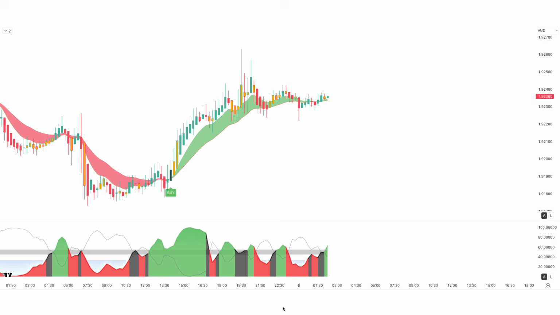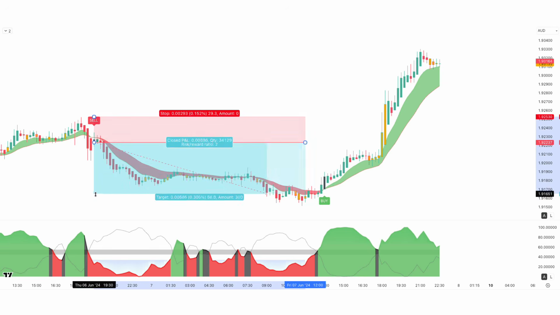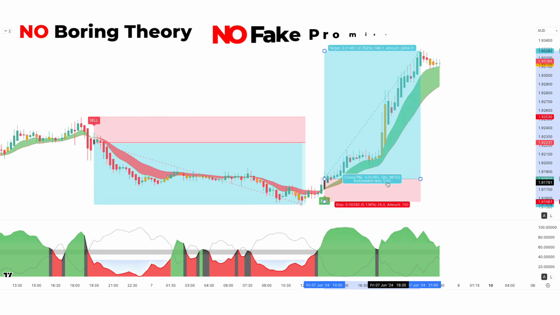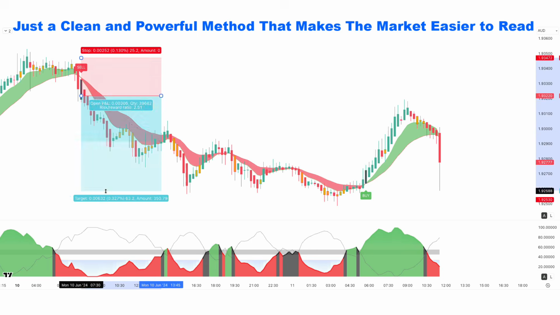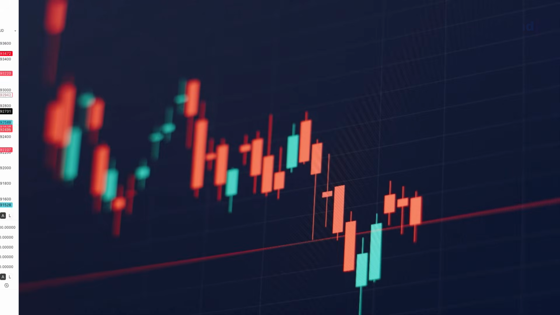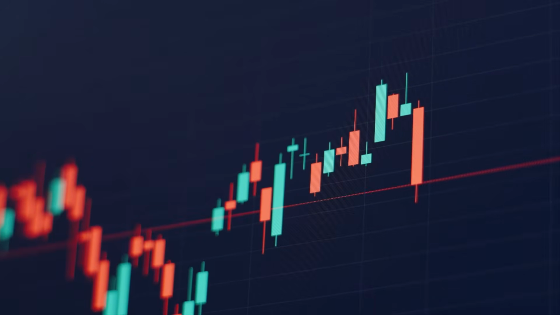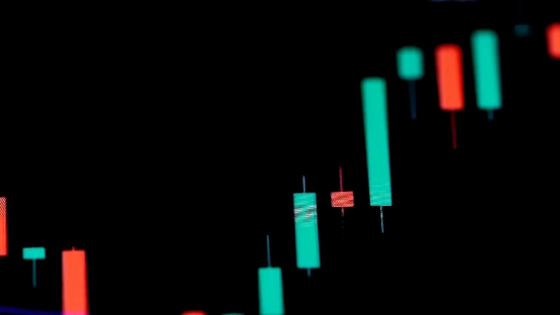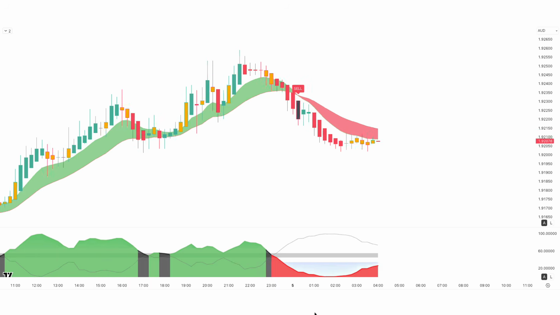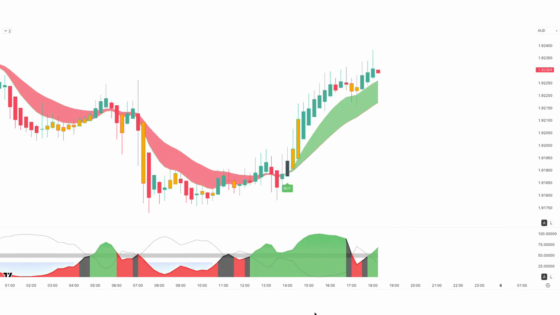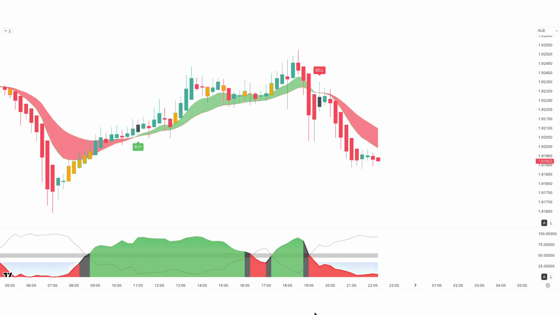Not because it's magic, but because it helps you stop taking random entries and start trading with confidence. No boring theory, no fake promises, just a clean and powerful method that makes the market easier to read. And once you see how these signals work together, you'll start noticing moves before most traders even react. That's the difference between guessing and trading smart. So don't skip this video halfway. Watch till the end, because the last few minutes might completely change the way you look at trading forever.